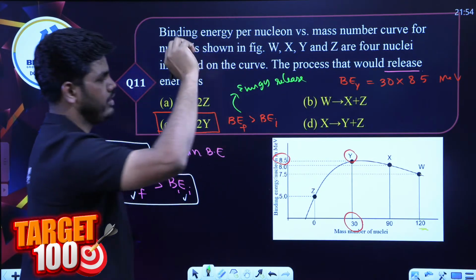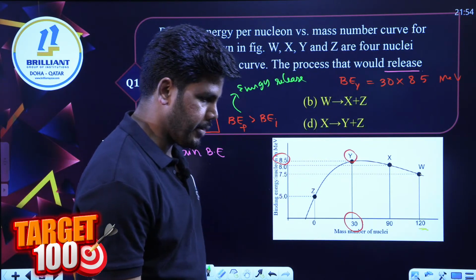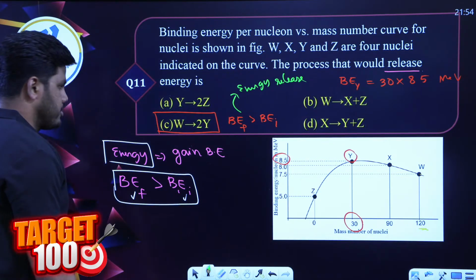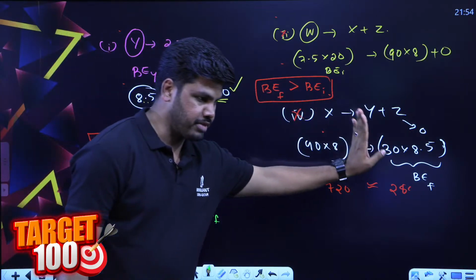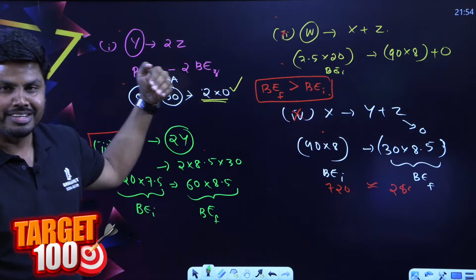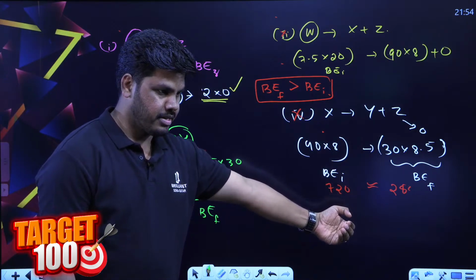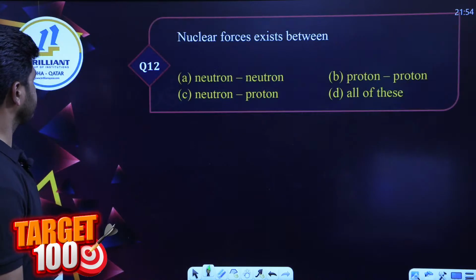Yeah, there will be an energy release in that process. So option C is the correct answer. Okay, so I hope it is clear. I spent a lot of time on that because I wanted to explain what exactly happens when binding energy is gained, or what we mean by energy is released. Moving on to the next.